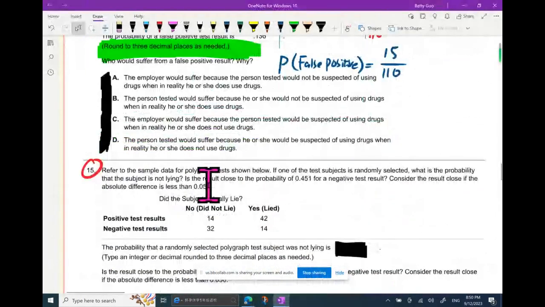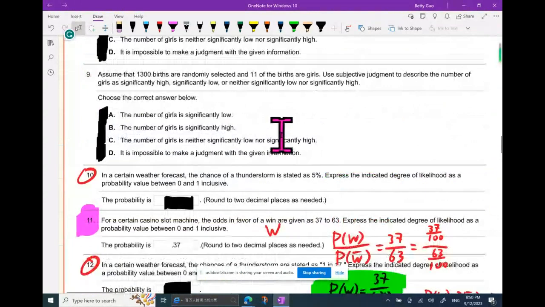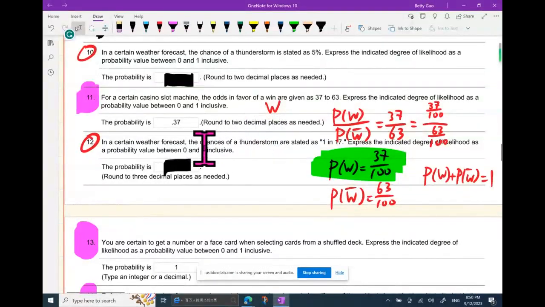There are more problems in this section. I would like you to practice. If you ever have any questions, please feel free to email me. I'm here to help you.